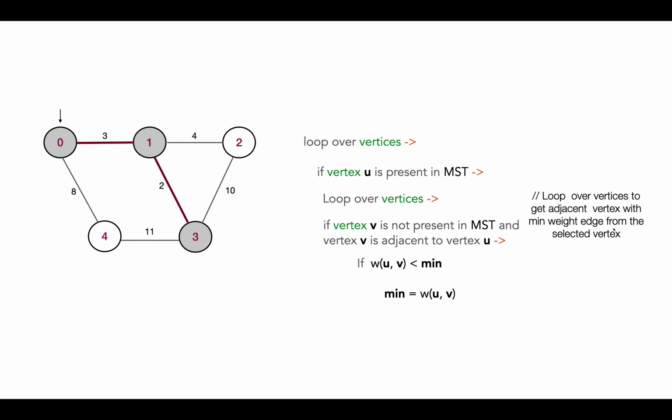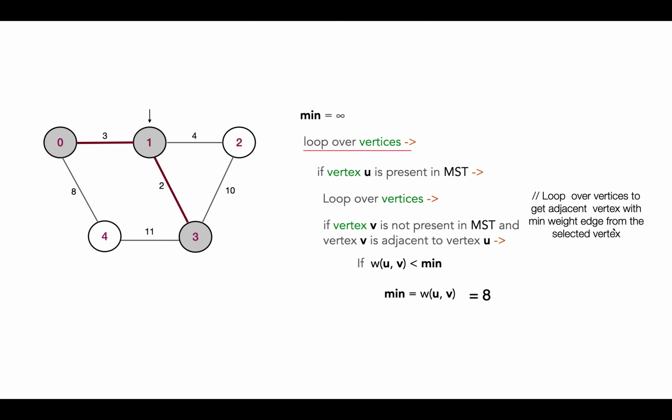The min variable starts with infinity, and as we keep finding a smaller value, we keep updating this variable. So here the weight of the edge is 8. We compare, is 8 smaller than infinity? Yes, it's smaller than infinity, so we update the value of the min variable. So we iterated over all the vertices for this current vertex 0. Now the process gets repeated.